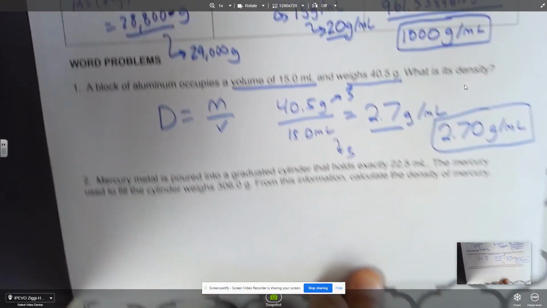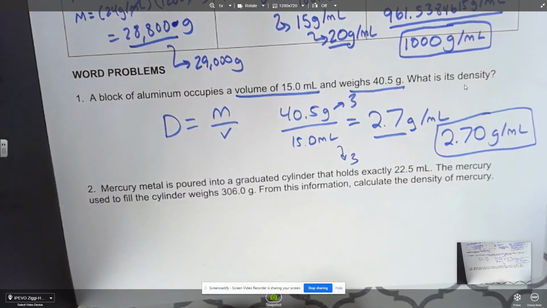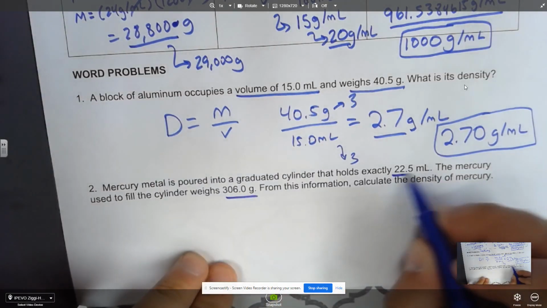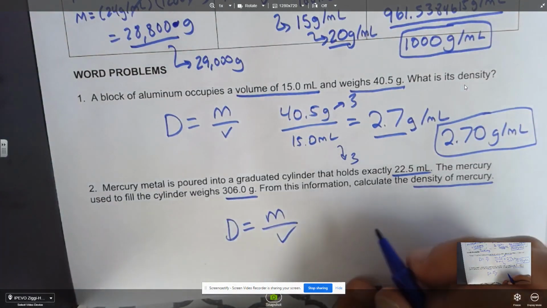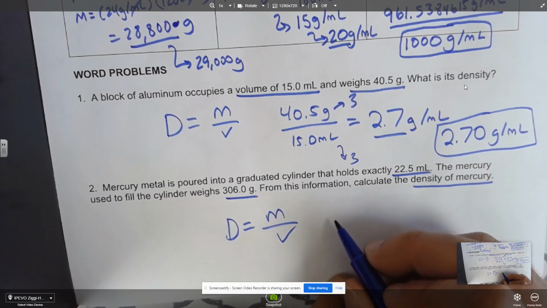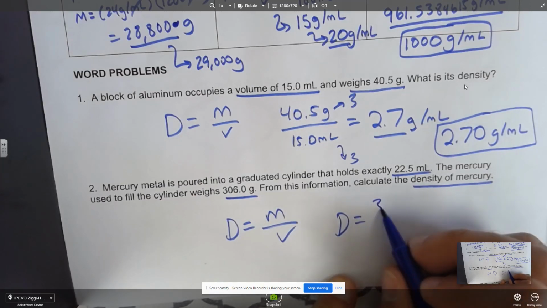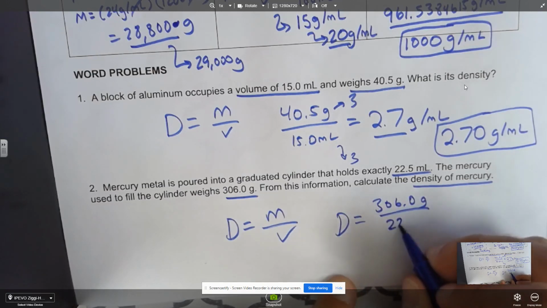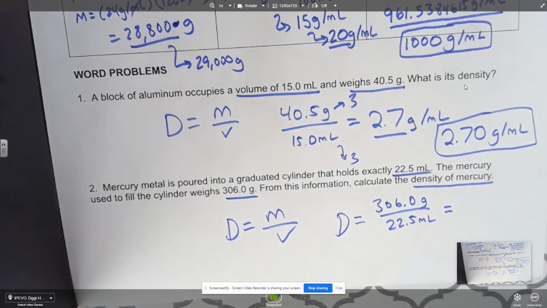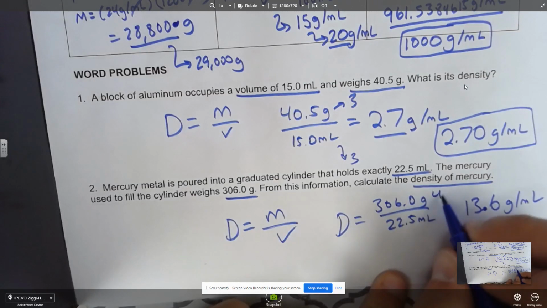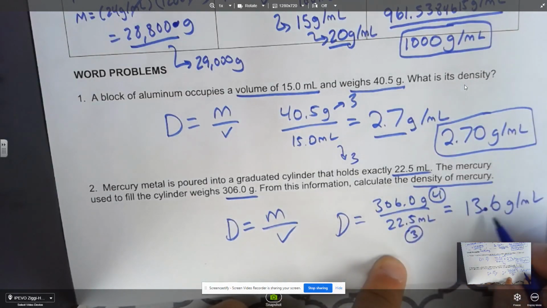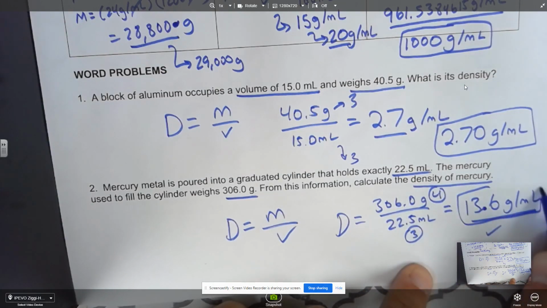Okay. Last one. Mercury metal is poured into a graduated cylinder that holds exactly 22.5 milliliters. The mercury used to fill the cylinder weighs 306 grams. From this information, calculate the density of the mercury. Density equals mass over volume, right? So we're going to write the mass as 306.0 grams. Volume is 22.5 milliliters. 306.0 divided by 22.5 gets you 13.6 grams per milliliter. This has 4 sig figs. This has 3 sig figs. So this needs to have 3, and it does. So your answer is already correct.